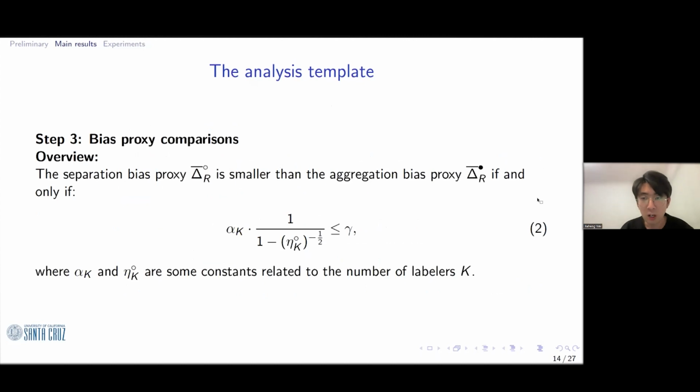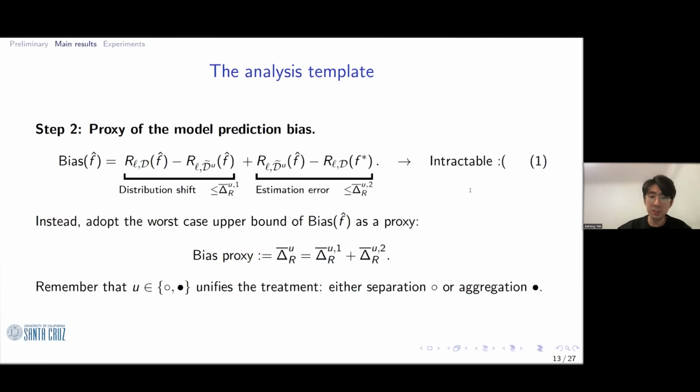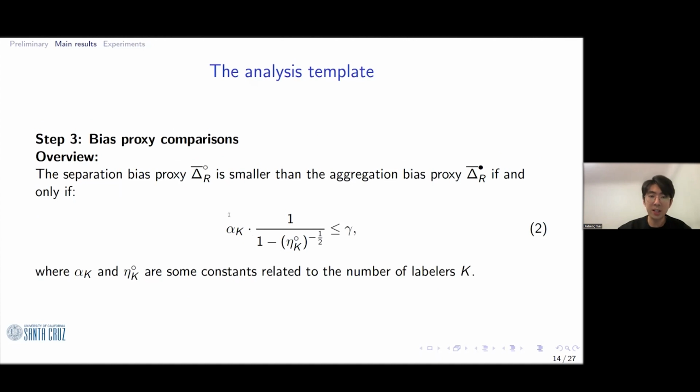So our conclusion is that if we want to choose label separation method, we would like the separation Bayes proxy to be smaller than that of the aggregation ones. And by solving the previous proxies, we actually can get some constraints given in this equation too. So there are two key items here. We shall discuss this constraint later.